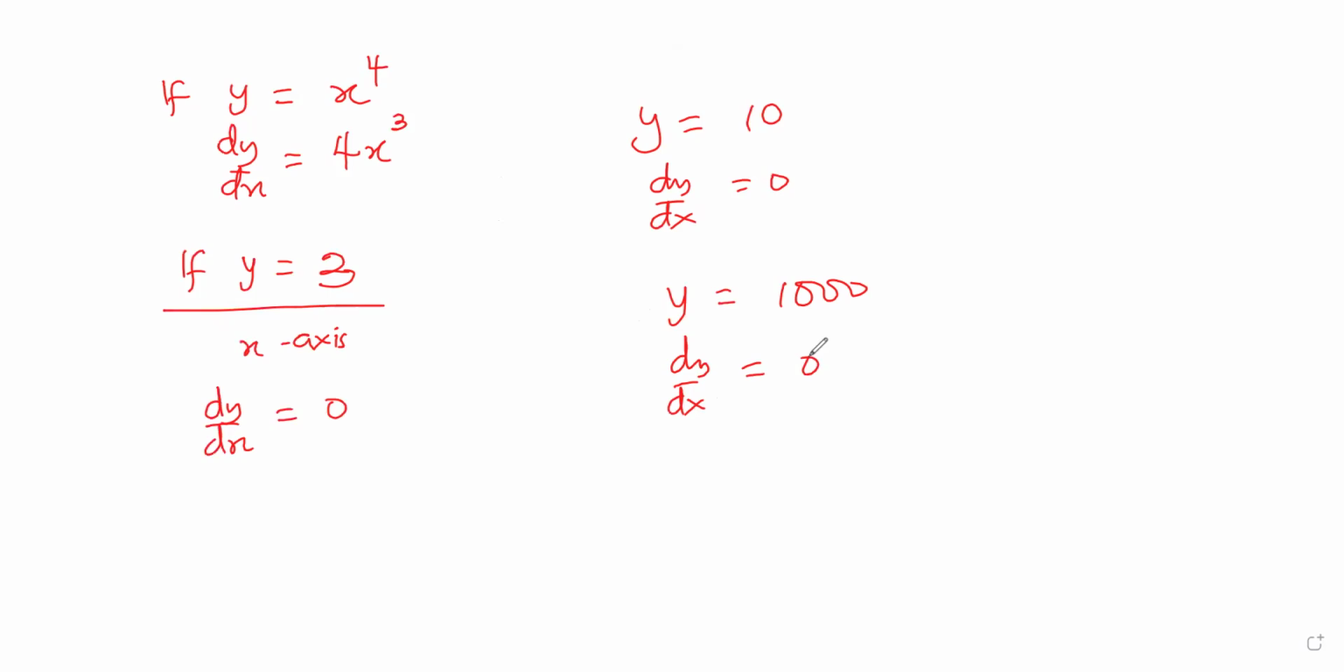Why? Let's see. For example, y is equal to 10. It means that y is equal to 10 times x raised to the power 0, and x raised to the power 0 is 1, and 1 times 10 is 10. If I want to differentiate, this 0 is going to multiply this 10 to give 0, and anything multiplied by 0 produces 0. That's why we differentiate constants to get 0.